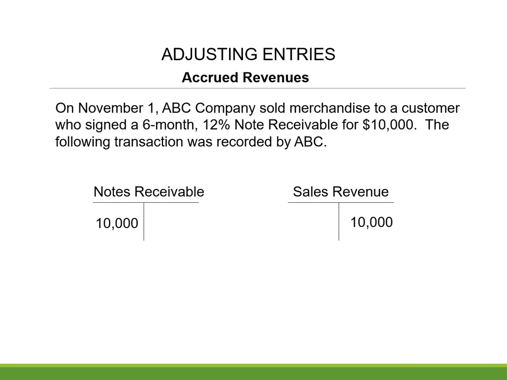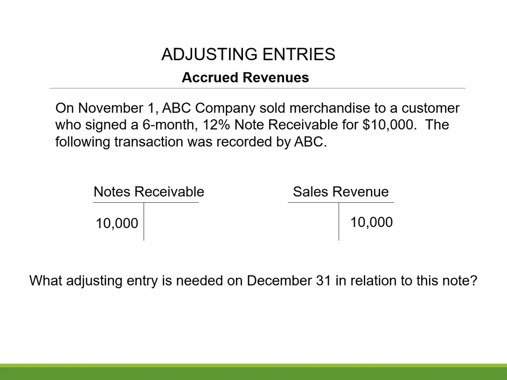All right, now we'll do an adjusting entry for accrued revenue. On November 1st, ABC Company sold merchandise to a company who signed a 6-month note. They agreed to pay 12% in interest for being loaned $10,000. The following transaction was recorded by ABC. Debited notes receivable for $10,000 because that customer owes us $10,000, and sales revenue of $10,000 because we earned the revenue. What adjusting entry is needed on December 31st in relation to this note?